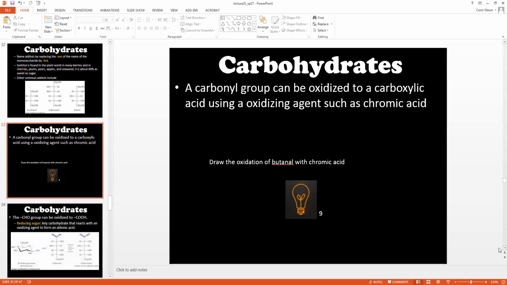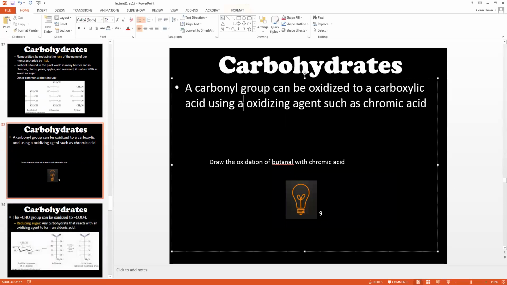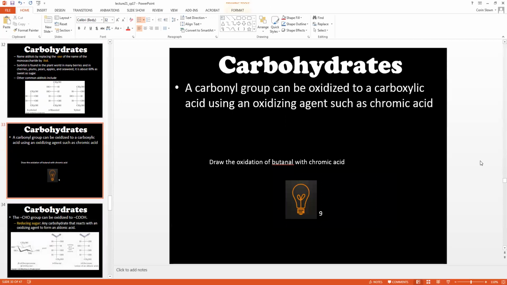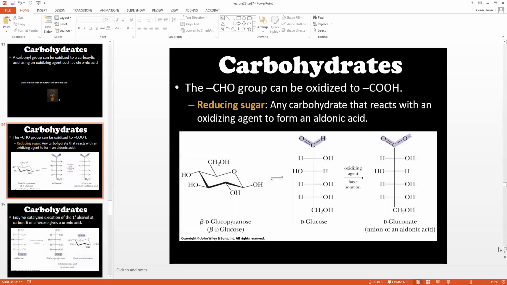A carbonyl group can be oxidized to a carboxylic acid using an oxidizing agent such as chromic acid. Take a moment and draw the oxidation of butanal with chromic acid. If you need to, refer to the Jones oxidation mechanism that we have covered previously as a group. So the aldehyde group can be oxidized to a carboxylic acid.